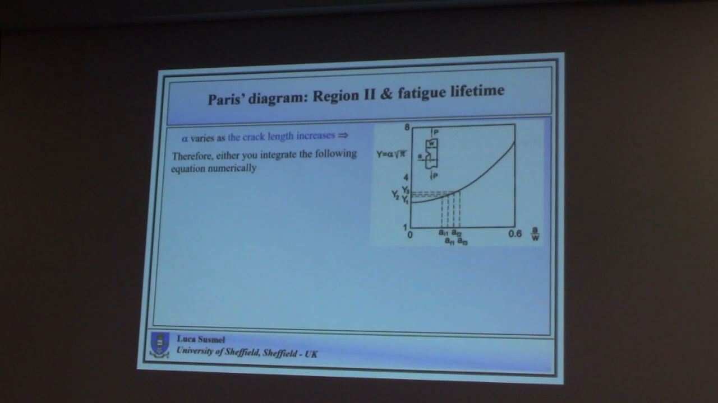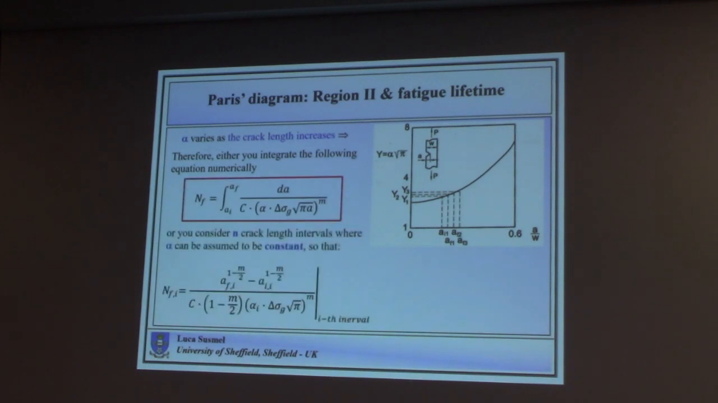So what we do is use this formula, and we calculate the number of cycles we need to move from the beginning of an interval to the end of the interval. After that, we change the shape factor, and we calculate the number of cycles we need to move from the beginning of the second interval to the end of the second interval, and so on.